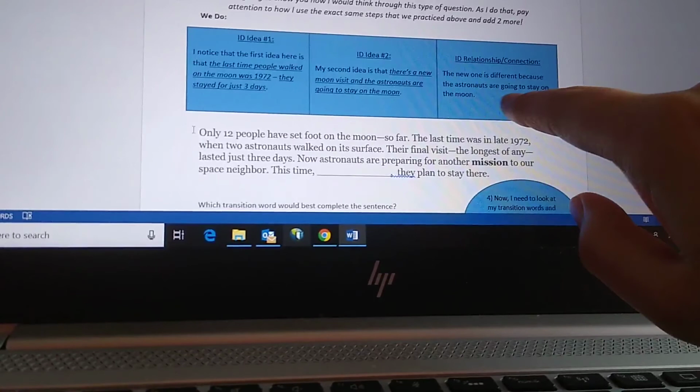So now we'll go down where it says student thinking. Step 1 is ID idea number 1. Step 2 is ID idea number 2. Step 3 is ID the relationship or connection. Step 4 is define transition words. And step 5 is POE, or use process of elimination.